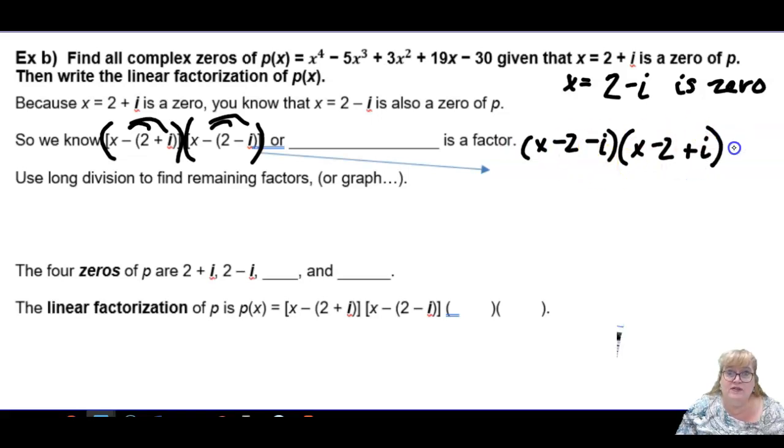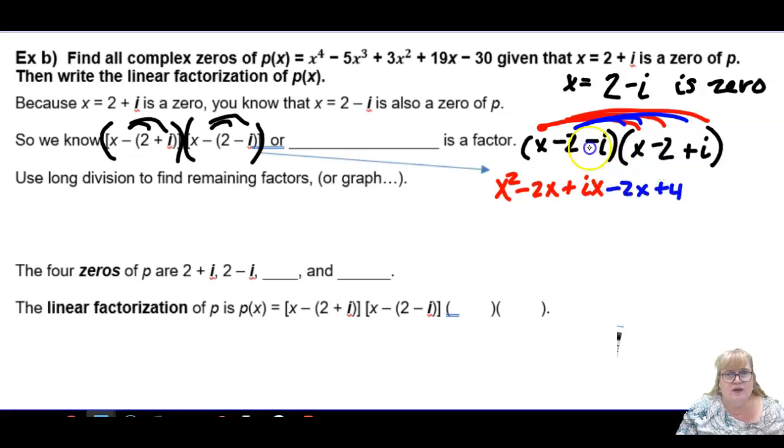Now we're going to FOIL these together. This is a little bit of a painful process, guys. I'm going to distribute this x in red to all three things back there. So I'm going to have x squared minus 2x plus ix. And then I'm going to distribute in blue the negative 2 to all three things back there. So negative 2x, negative 2 times negative 2 would be 4, and negative 2 times i would be negative 2i.